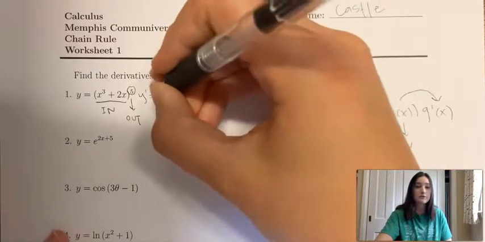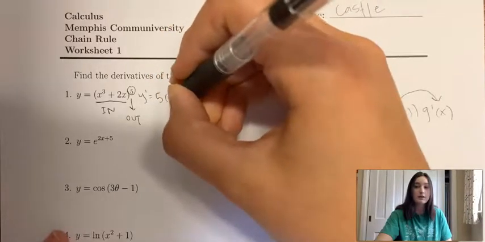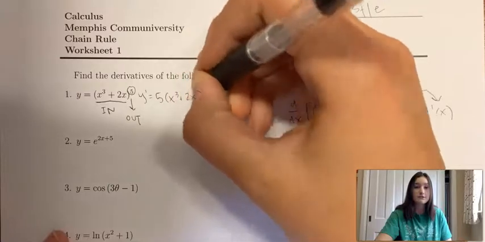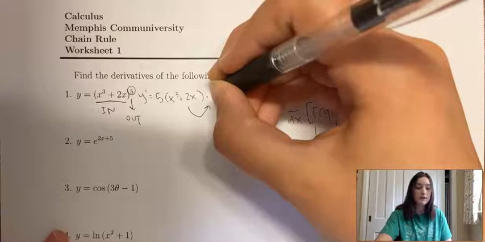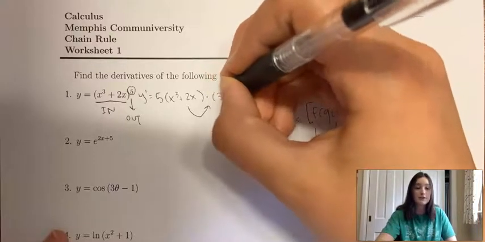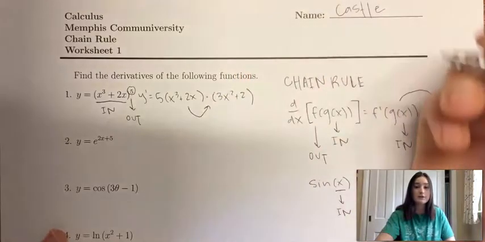You move that 5 to the front. And then remember, we are keeping the inside function, the g of x function, the exact same when we first do that. And then, oh, I forgot to do the 4, but you're going to have 5 times (x cubed plus 2x) to the 4. Sorry about that. And then you multiply by the derivative of the inside function. So here the inside function is x cubed plus 2x, and the derivative is 3x squared plus 2.